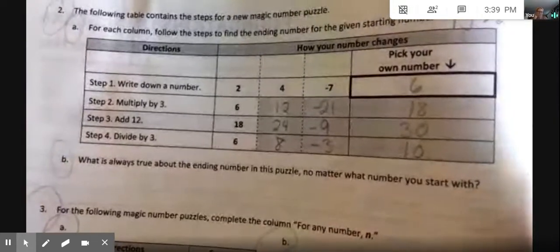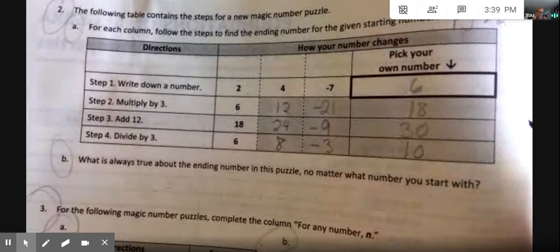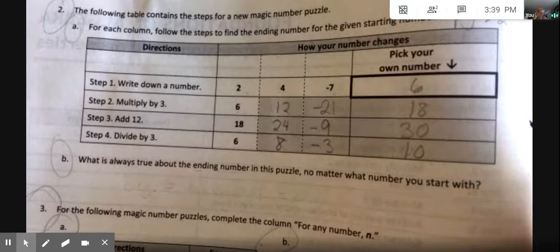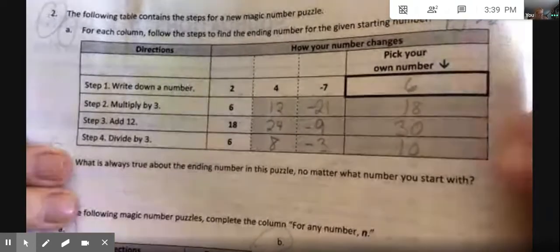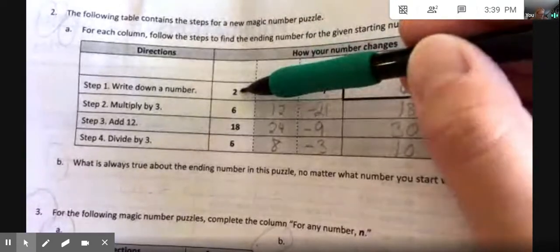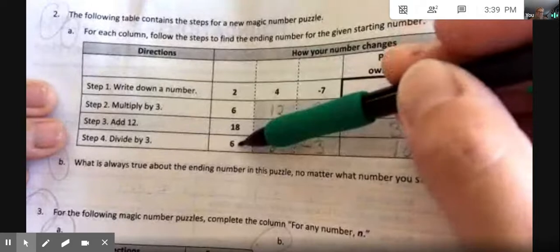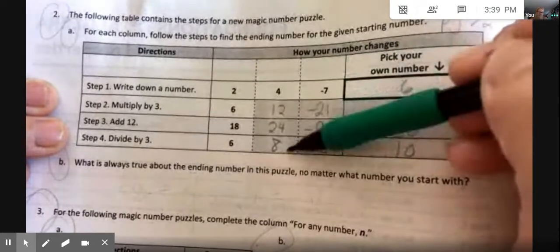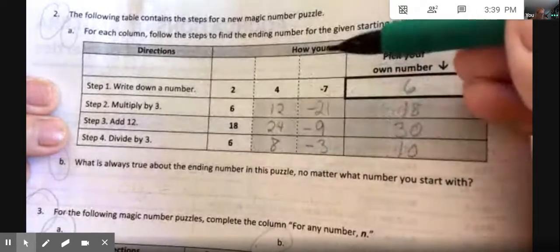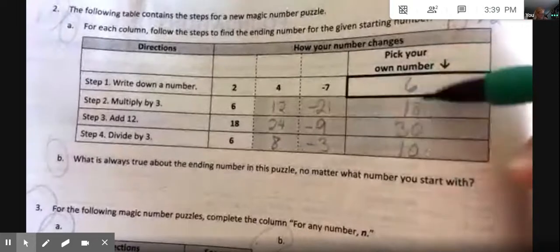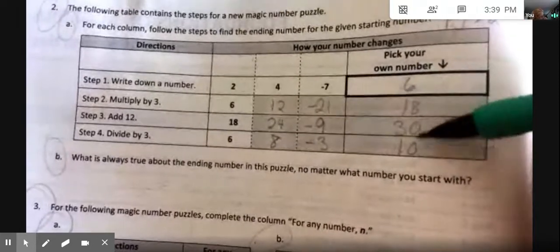What is always true about the ending number in this puzzle, no matter what number we start with? So we start with 2, end with 6. Start with 4, end with 8. Start with negative 7, negative 3, and then 6 and 10.